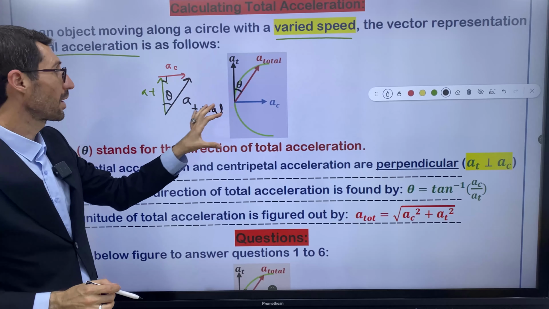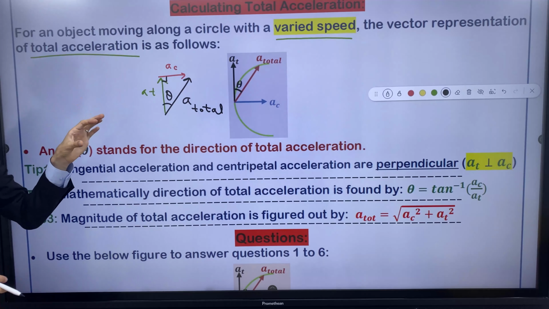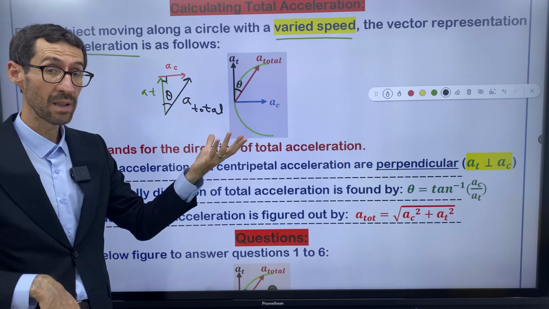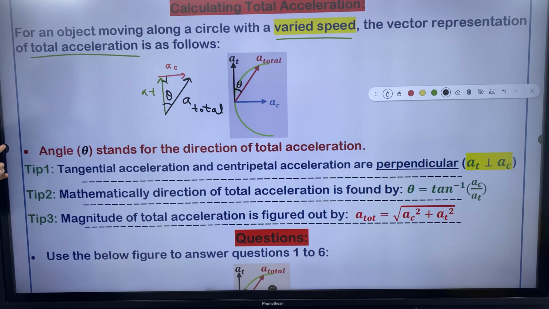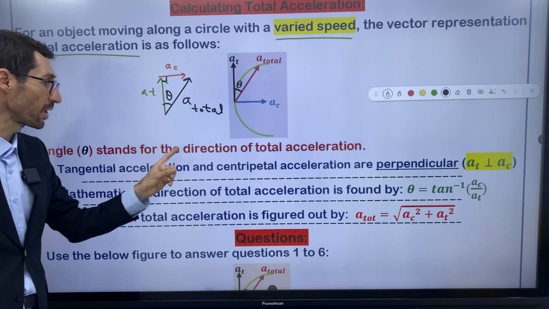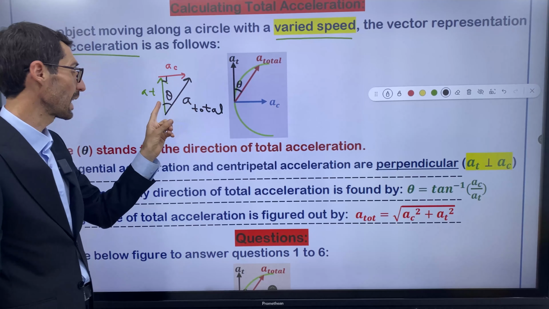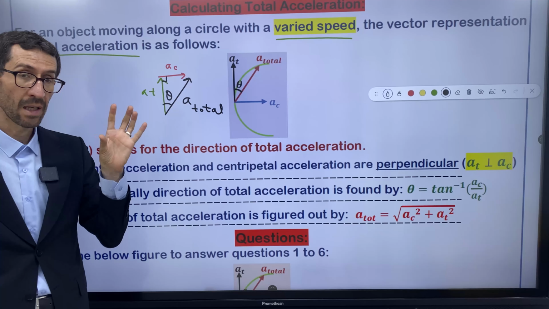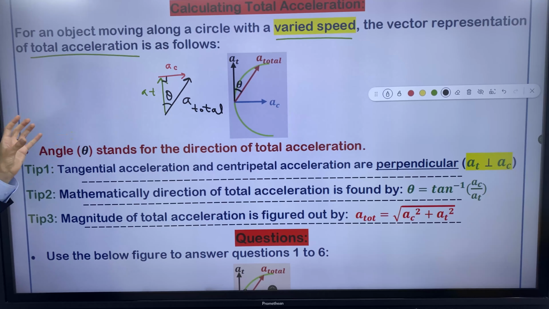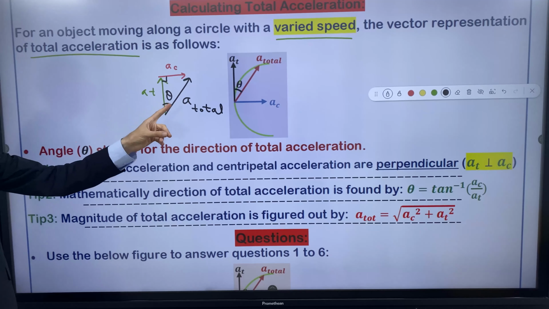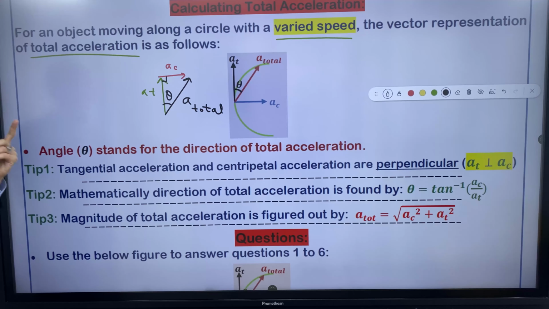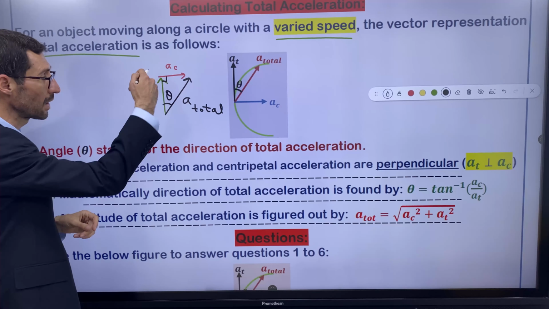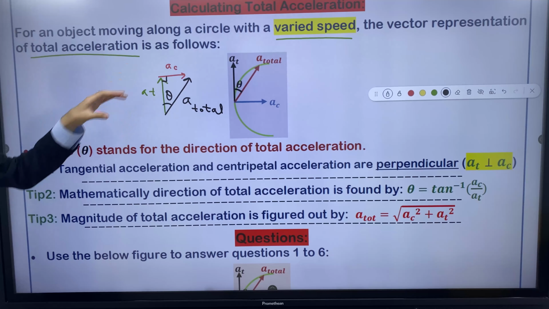So this is about an object that moves on a circular track with a variable speed. Angle theta stands for the direction of total acceleration. I told you, in physics, theta means direction. Theta, or the angle, determines the direction of the resultant vector, and the resultant vector here is A total. It's the hypotenuse, the longest side of this right triangle.